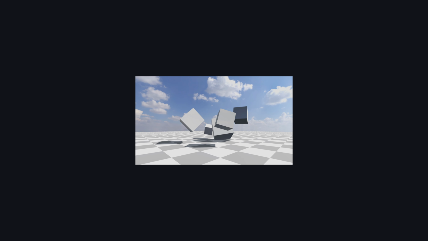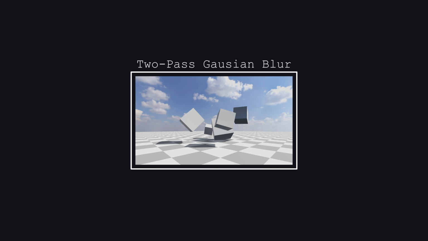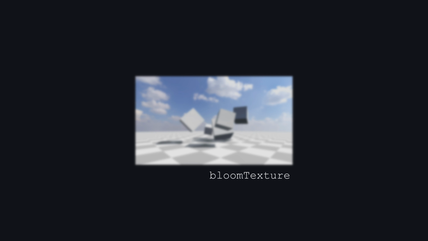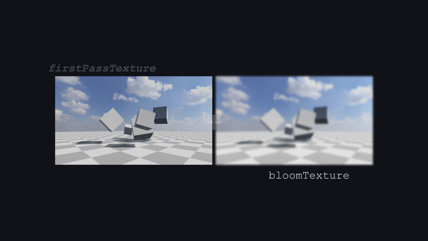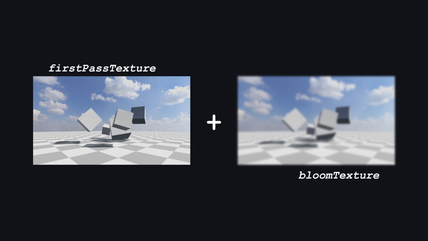We now need to take the newly filled bloom texture and blur it, typically via a 2-pass Gaussian blur to give a hazy look to all bright objects. This texture is then passed into a post shader where we run an additive blend to merge the first pass texture and the bloom texture.